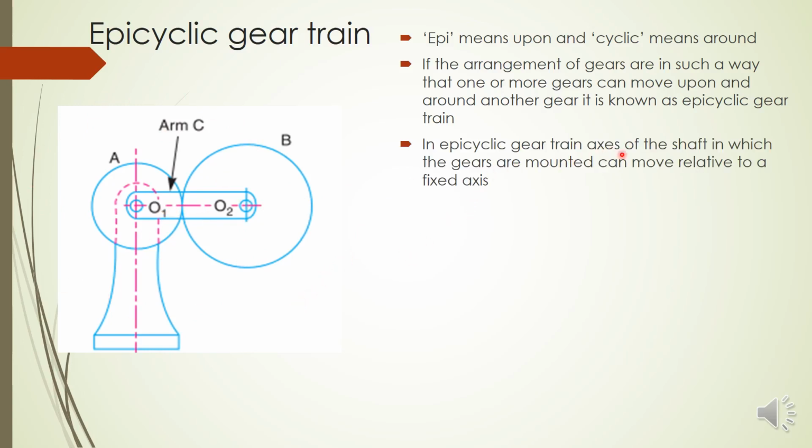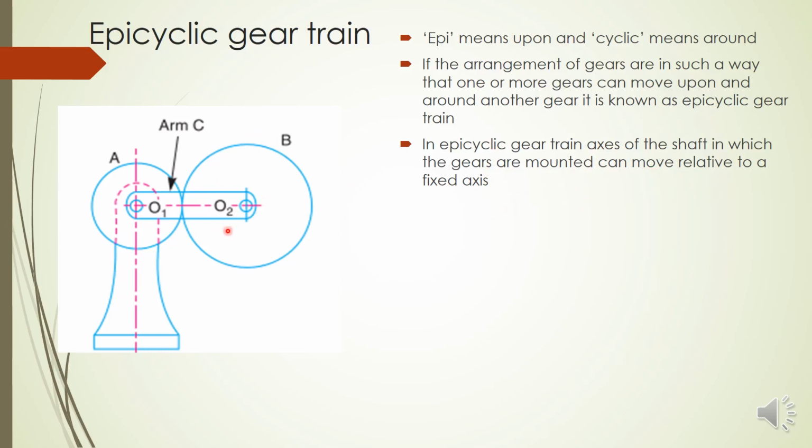In an epicyclic gear train, the axis of the shaft on which gears are mounted can move relative to a fixed axis. But in all the other gear trains, they are fixed and cannot be moved. The axes of the gears are fixed, with the same constant orientation at any point, but here they can move relative to a fixed axis.